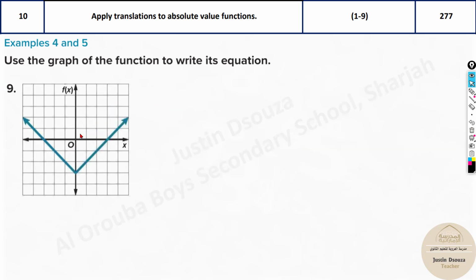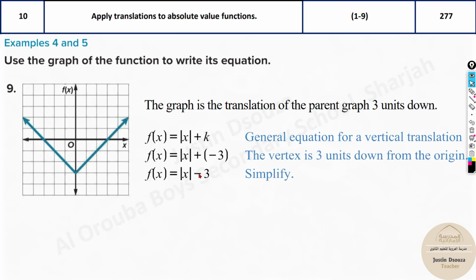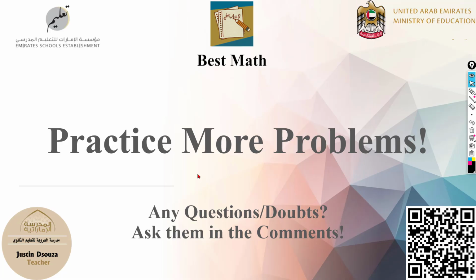And lastly, we have just going down by 3 units. So modulus x minus 3 only. Minus 3 is outside the modulus. See, modulus x minus 3. This is how we can easily solve these problems. There is no difficult problem at all. If you know the concept of horizontal translation and vertical translation, then it's very, very easy.